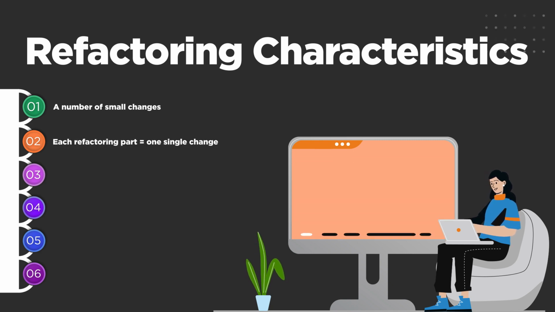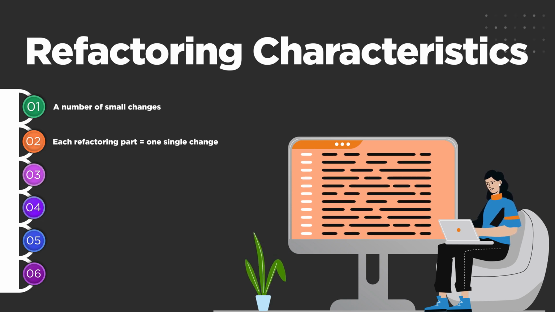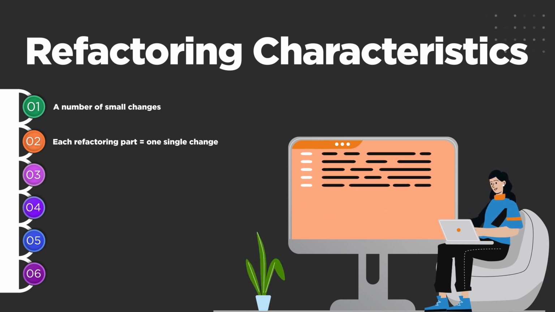Second, each refactoring part should present one single change. For example, when we say that we create a base test class, we should just create a base test class. Then, we should update only the places where the functionality moved to the base test class appears. No more changes are allowed to be done.